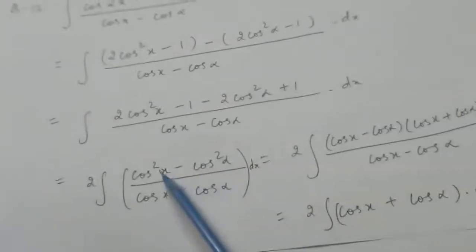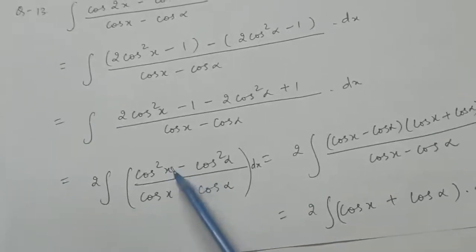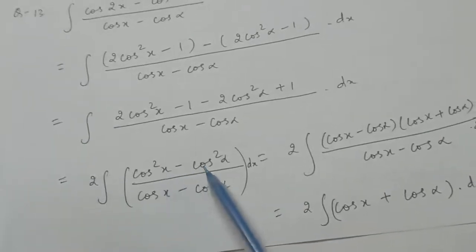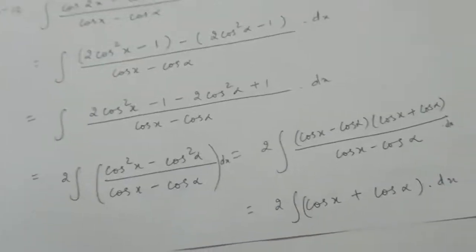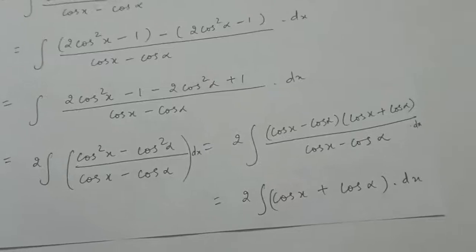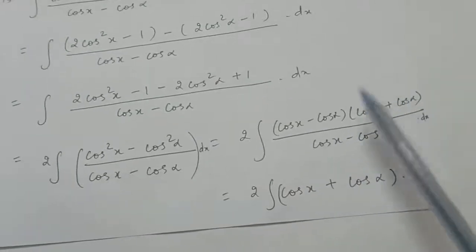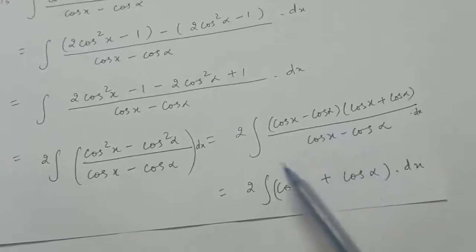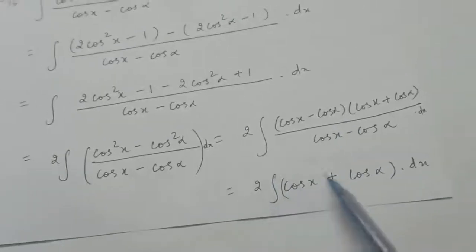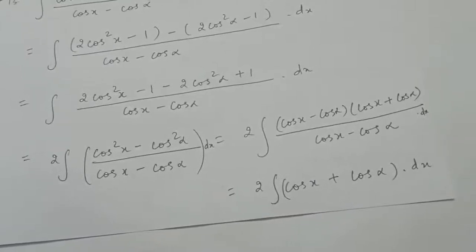Now you can easily see in the denominator it is cos x minus cos alpha, and in the numerator it is cos square x minus cos square alpha. And cos square x minus cos square alpha can be written as cos x minus cos alpha into cos x plus cos alpha. Now cut this, so you will get 2 integral of cos x plus cos alpha into dx.